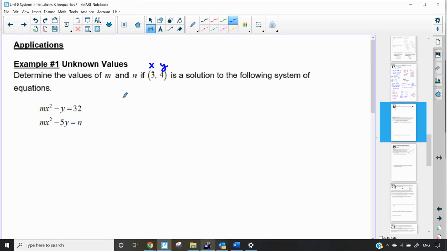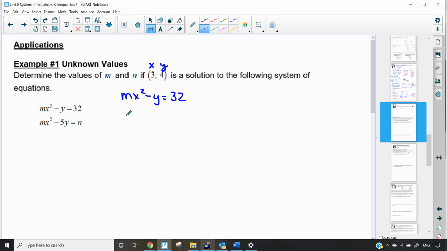So starting off with our first equation here, we have mx squared minus y equals 32. I'm going to sub in my x and my y, and I'm going to solve for m. Now, taking a look at these two equations, why might I have started with the first equation? Well, if you notice, I have an m in the first equation and an m and an n in the second equation. Since I only know the values of x and y, it makes sense to start with the equation that only has one variable.